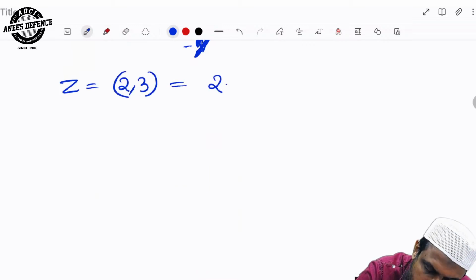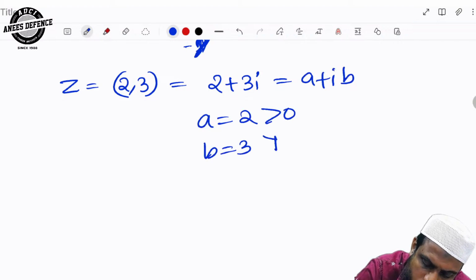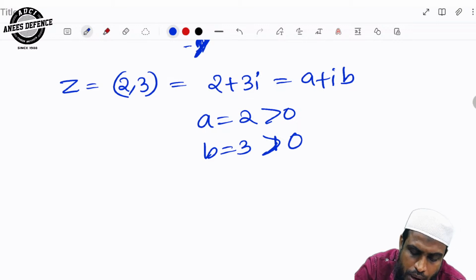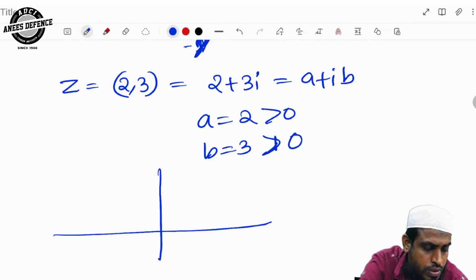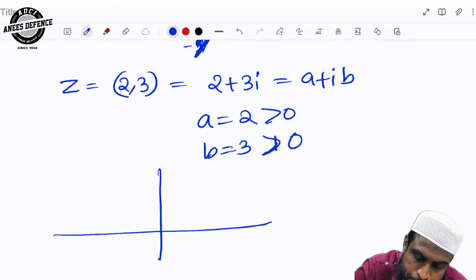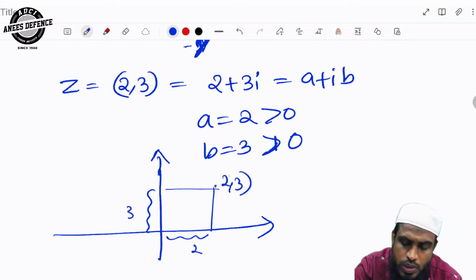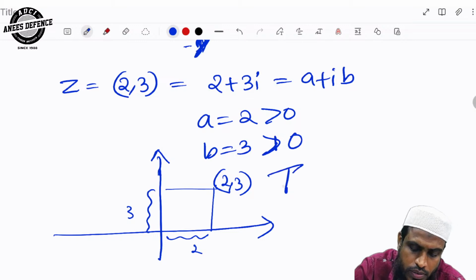Here, z equal to 2 plus 3i, which is equal to a plus ib. Here a equals 2, which is greater than 0, and b equals 3, which is also greater than 0. If a and b are both greater than 0, that means both are in the positive quadrant. So this will be 2 and this will be 3, and this point is (2, 3). So the point lies in the first quadrant.